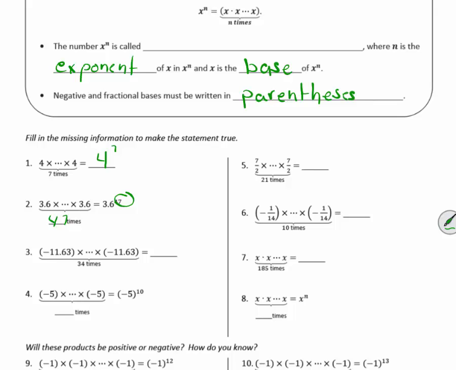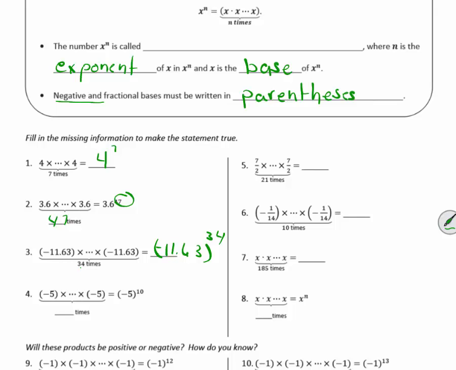For number 3, here I'm multiplying negative 11.63 34 times. And just like I said up here, negative bases have to be written in parentheses. So it would be negative 11.63, and I'm going to put that in parentheses. And then this 34 becomes my exponent.